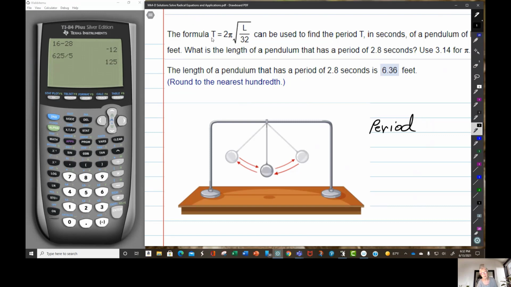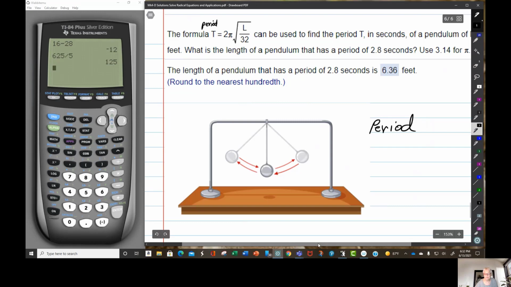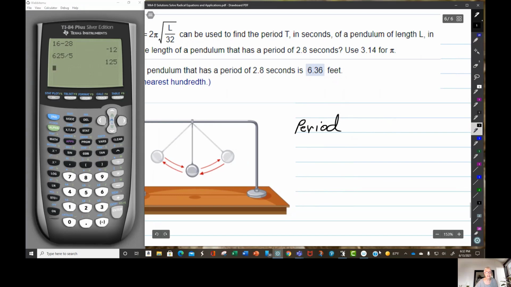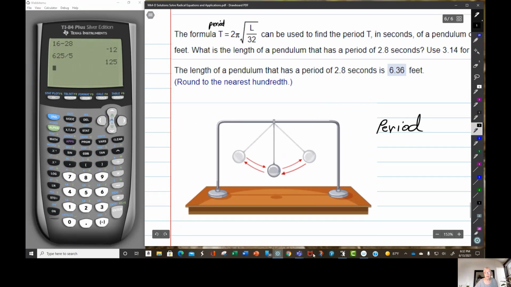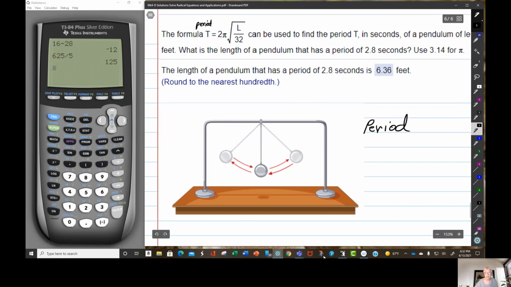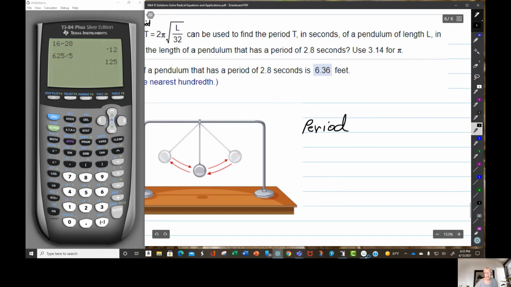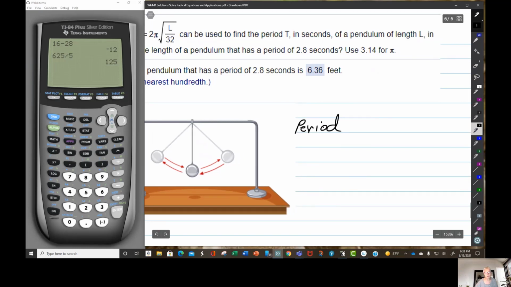T is the letter because it's time. T is the letter for the time of a period of a pendulum. So let's write period over here. Okay, and let's read what this stuff is. The formula T equals 2 pi times the square root of L over 32 can be used to find the period T in seconds of a pendulum of length L in feet. What is the length of the pendulum that has period 2.8 seconds? And it tells you to use 3.14 for pi.